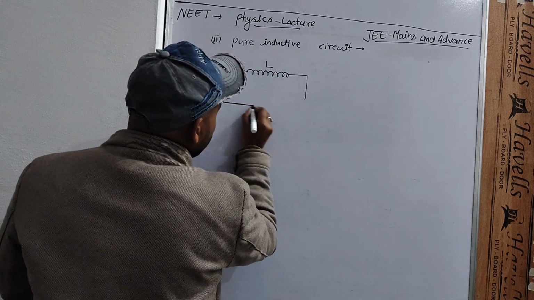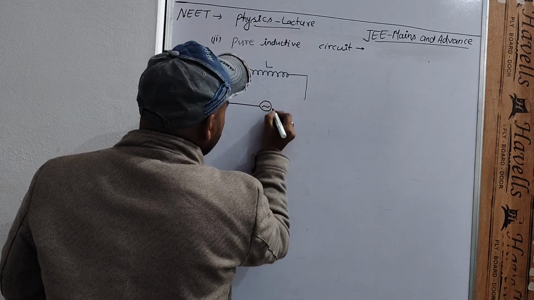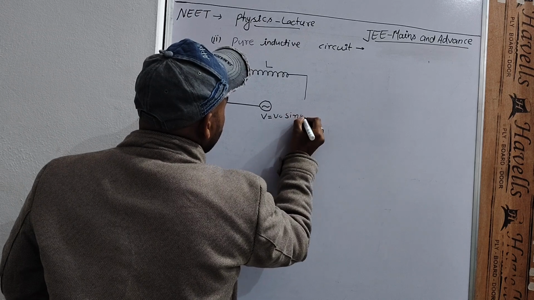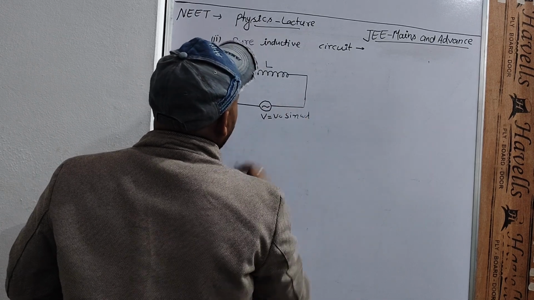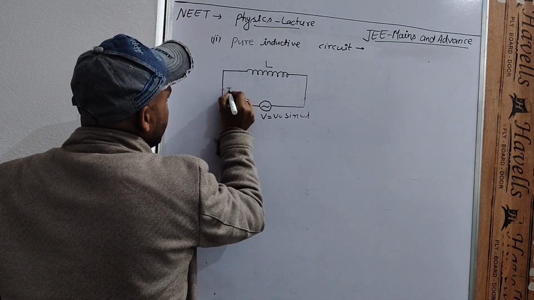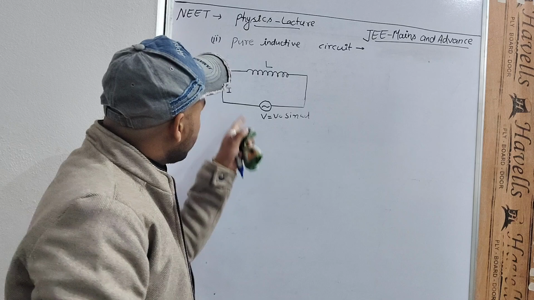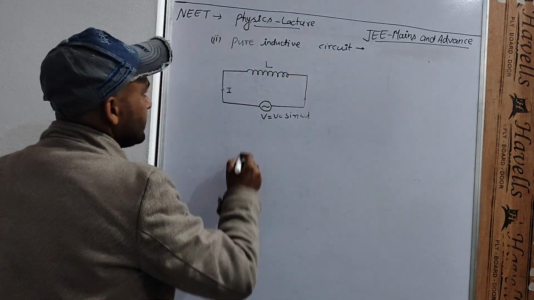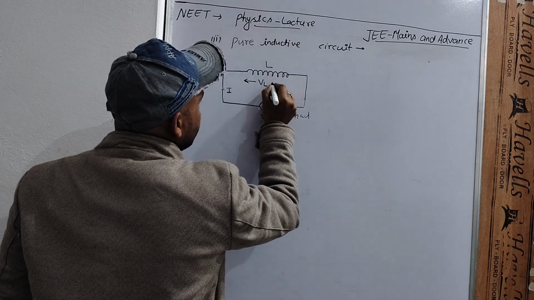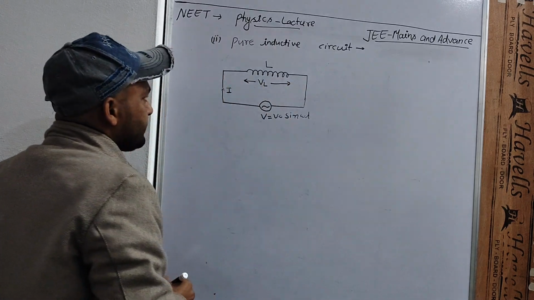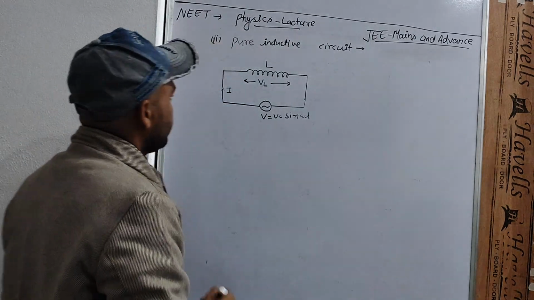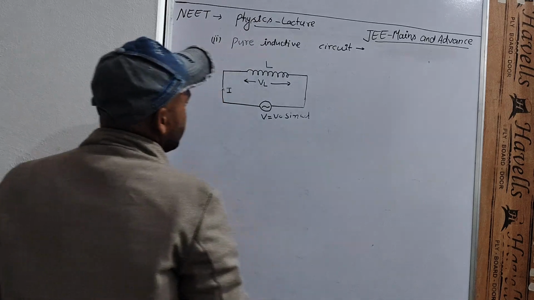We connected this with an AC source having input voltage V naught sin omega t, and we assume the current I at an instant of time flows through this complete circuit, and some potential generated here, which is symbolically represented as VL. Now we have to find the instantaneous current equation which flows through the circuit.